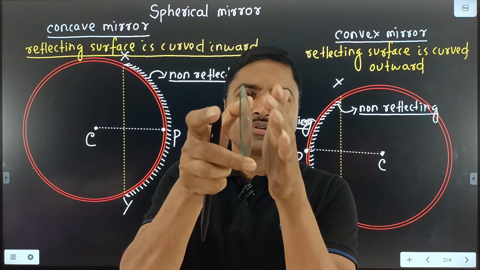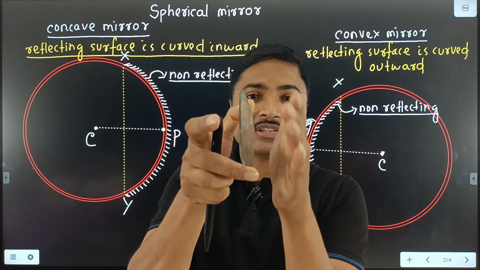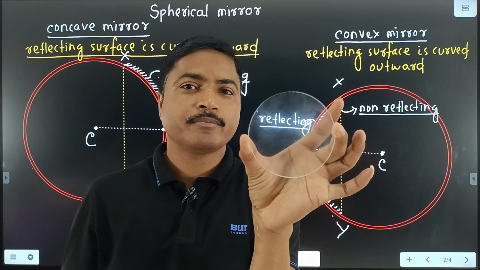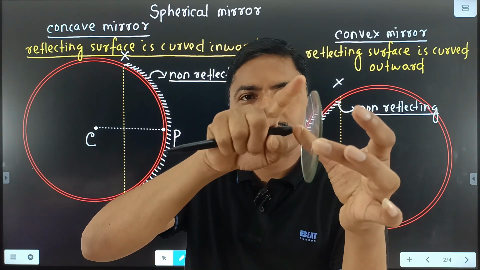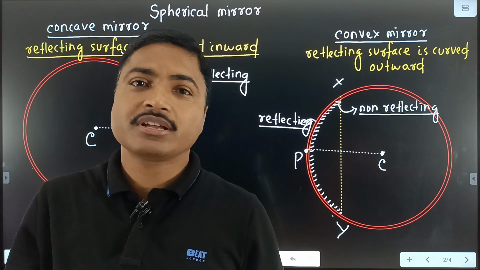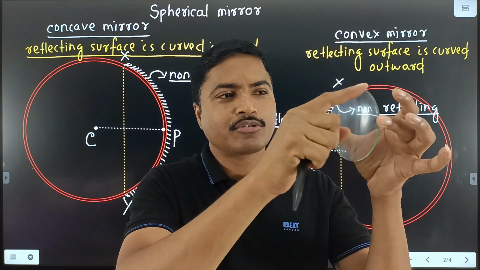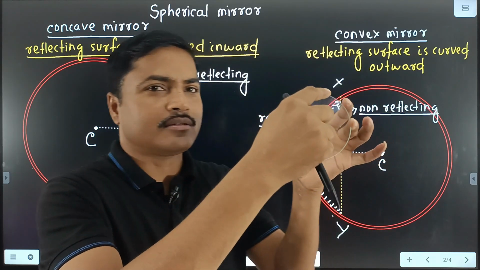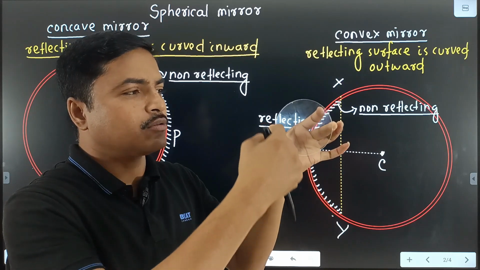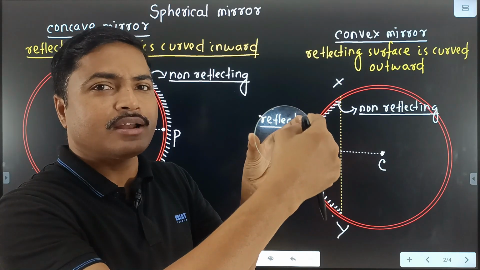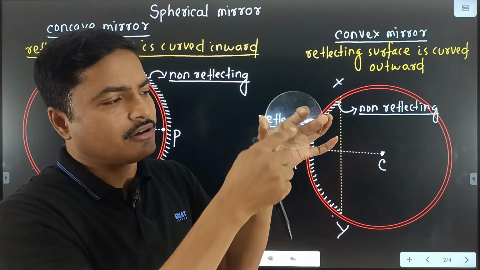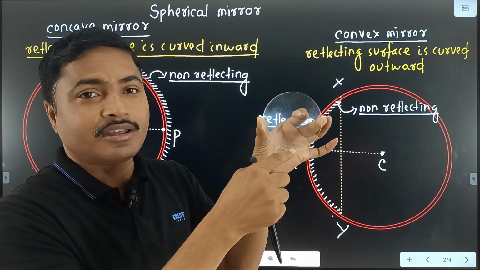If outer surface is coated with silver, then we say that this is a concave mirror. And if the inner surface is coated with silver, this is a convex mirror. Clear? And here, this is the outline, and this outline looks like a circular one. And this is the diameter of this outline. This is the diameter of the reflecting surface.